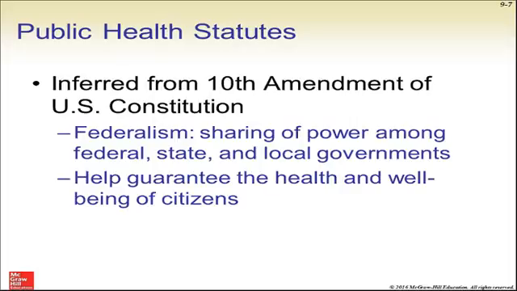They help guarantee the health and well-being of the citizens. So that's why we have those public health statutes. They're probably things we don't think about on a daily basis, but we're probably pretty happy that these statutes exist. So let's talk about some provisions.